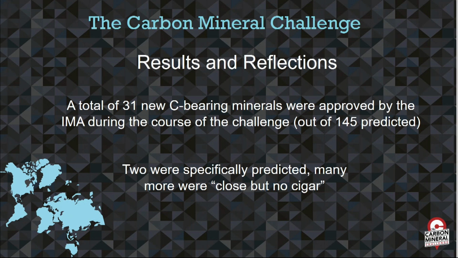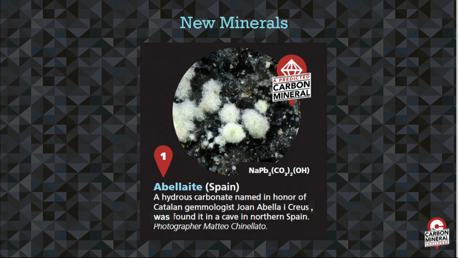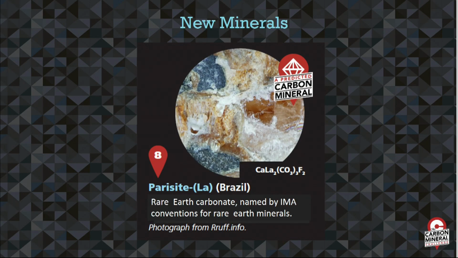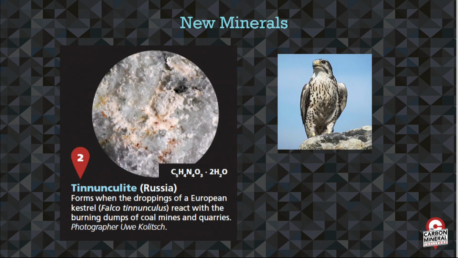They very much resembled species that we predicted, but they were a little bit different. So it really speaks to the diversity of how many carbon-bearing phases are actually out there. Just to show you a few examples of minerals that were found, abelleite, that's that weird carbonate mineral that was found in Spain. Parasite lanthanum, that was one that we predicted to exist, and indeed that was found at an igneous deposit in Brazil. This is a really fun one, tenunculite, that uric acid.